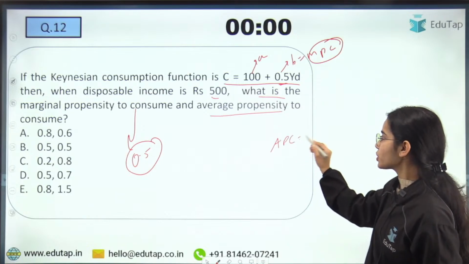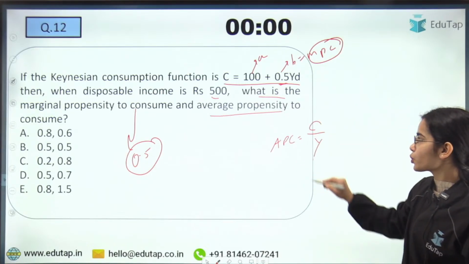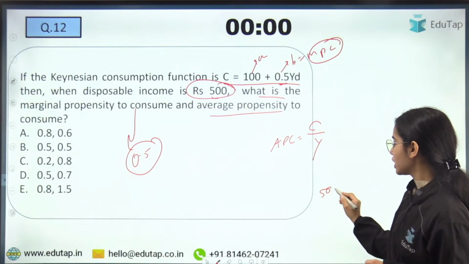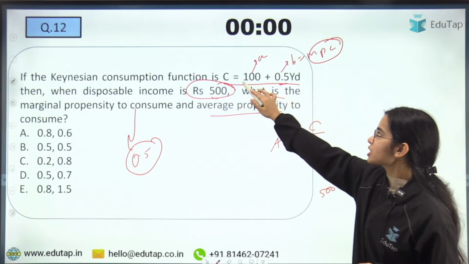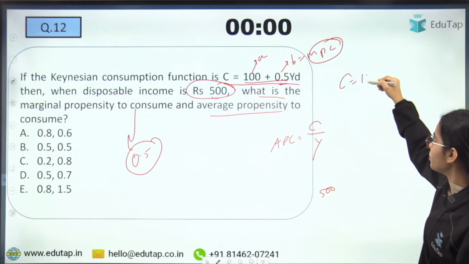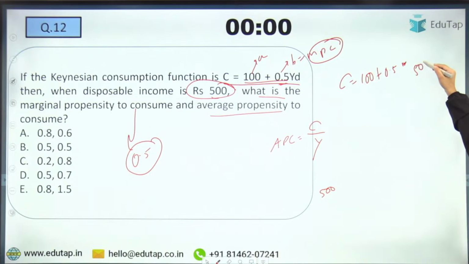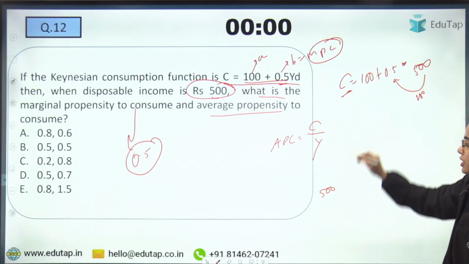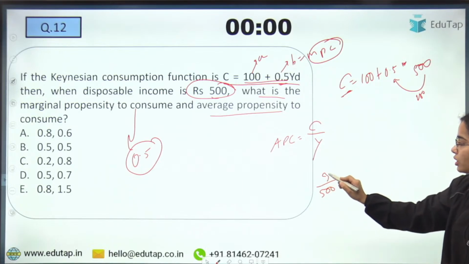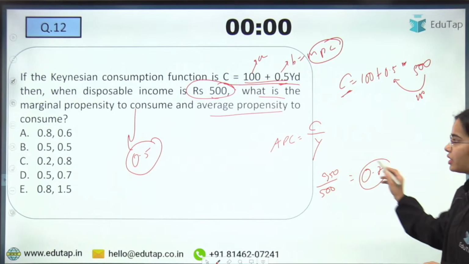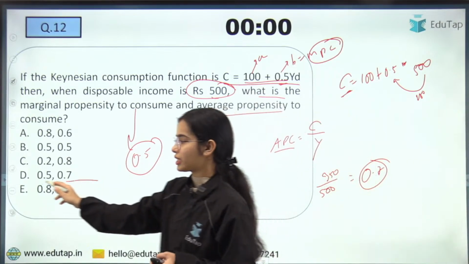Now what is APC? Average propensity to consume is total consumption to total income. Total disposable income is given as 500. Now what is the total consumption? Just put the value of disposable income here. Disposable income is 500, so that is 250 plus 100, that is consumption is 350. So 350 divided by 500 is 0.7. So APC is 0.7.